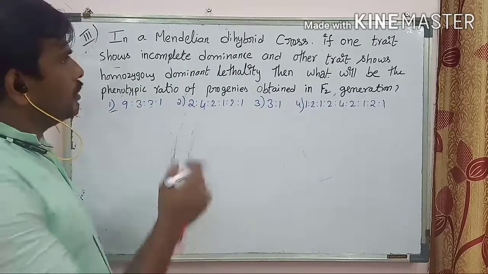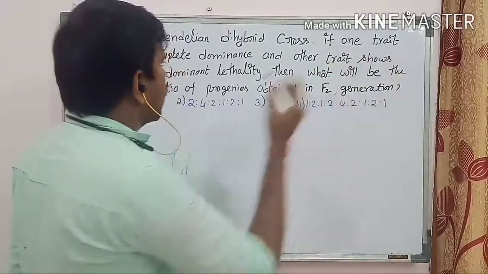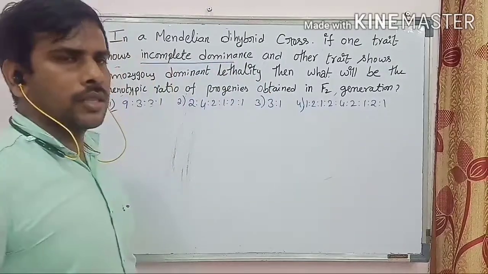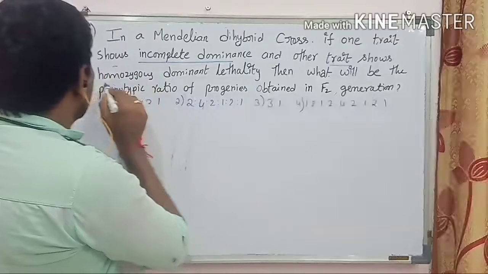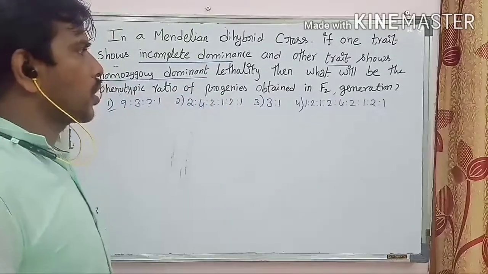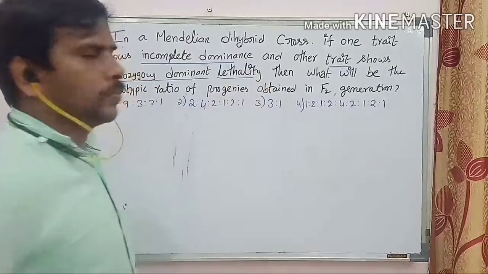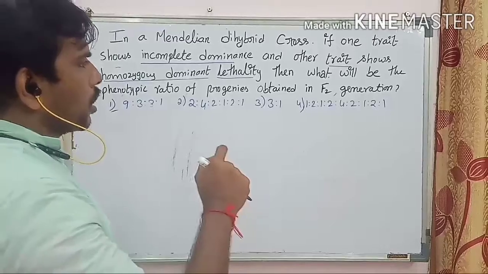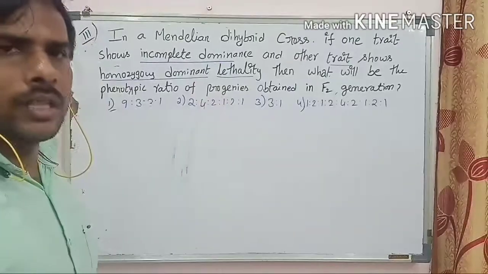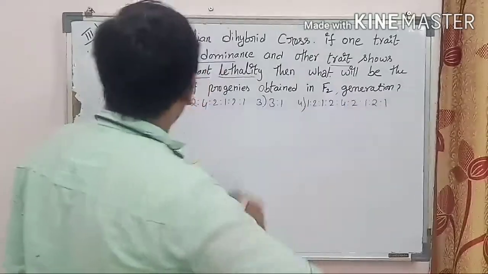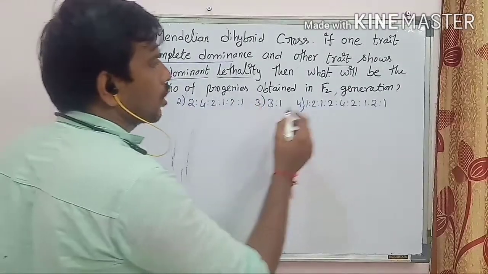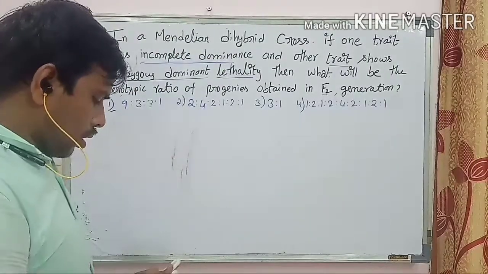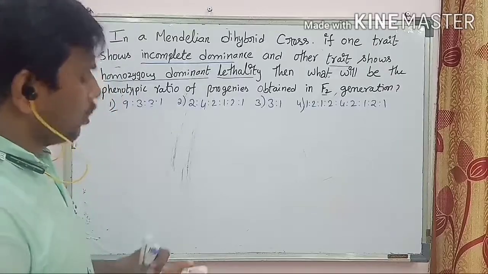In a Mendelian dihybrid cross, if one trait shows incomplete dominance and the other trait shows homozygous dominant lethality, that means when the organism is homozygous dominant, it will die. Then what will be the phenotypic ratio of progenies obtained in the F2 generation? Options are given here. Now we will go to the solution.